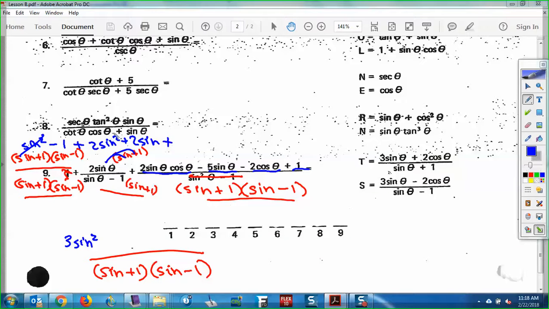Okay, so I use that, I use that. Here's a negative 1 and a plus 1. So those would cancel. Here's a 2 sine and a negative 5 sine. So that'd make a negative 3 sine. Okay, and then I have a plus 2 sine cosine, and I have a minus 2 cosine. Okay.